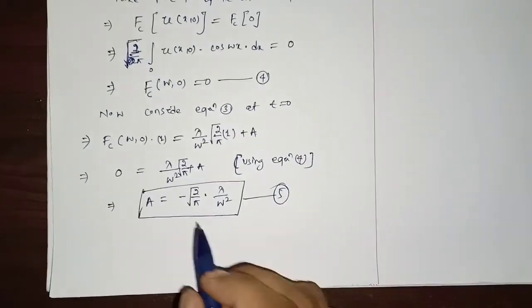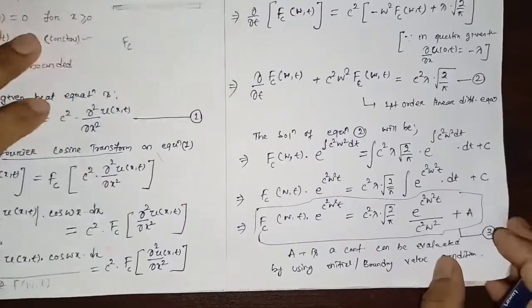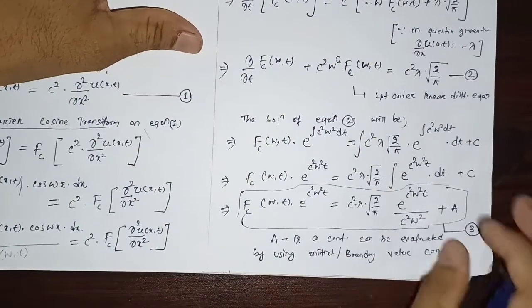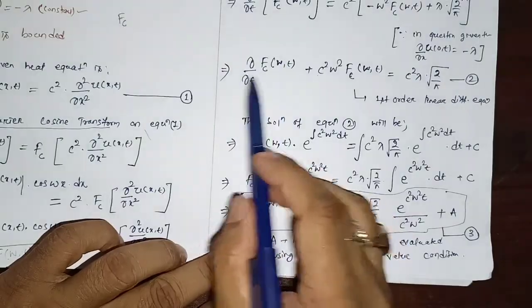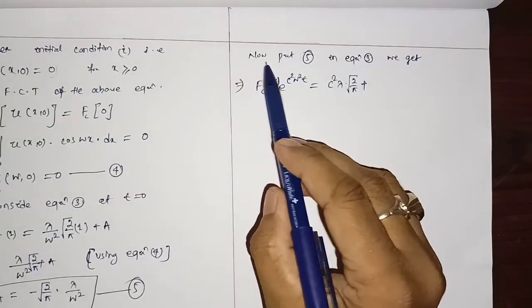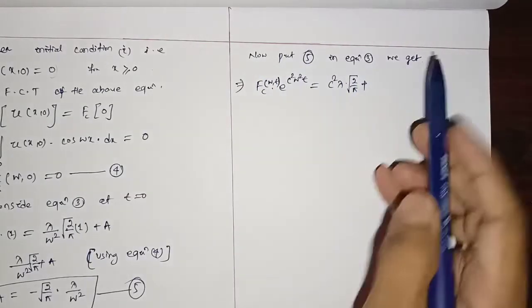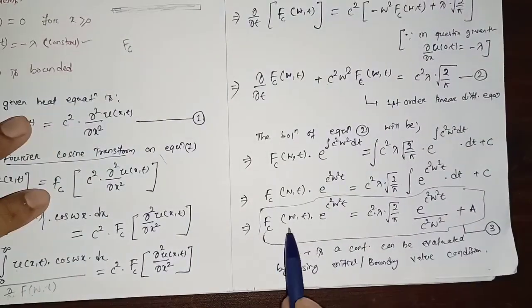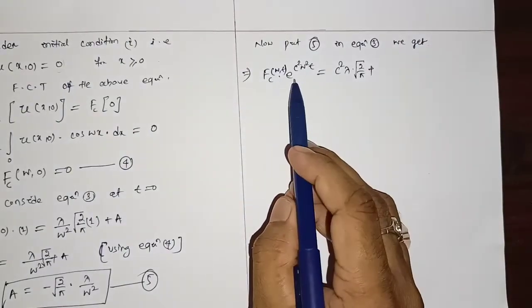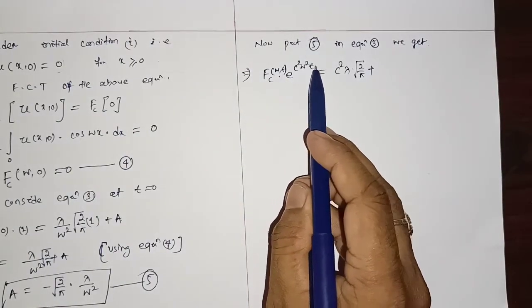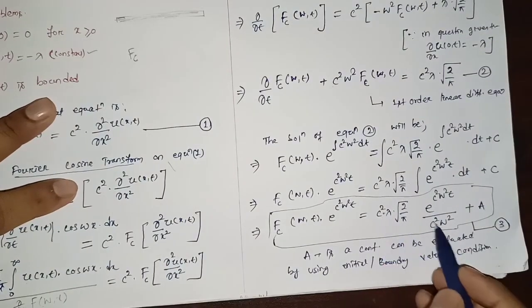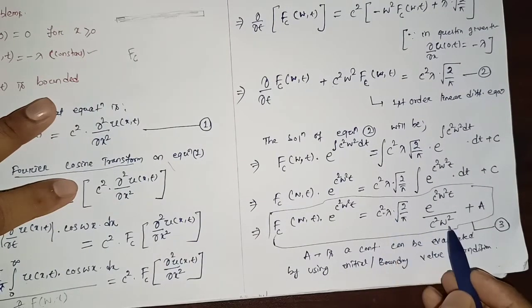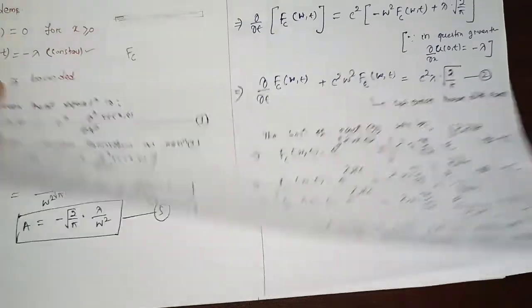Now if I put this value of a in equation number 3, then we can get the general solution of this differential equation. So now if we put 5 in equation number 3, we get f_c(ω,t) e to the power c²ω²t equal to c², and here you can see c² got cancelled. We get λ by ω² into root over 2 by π.